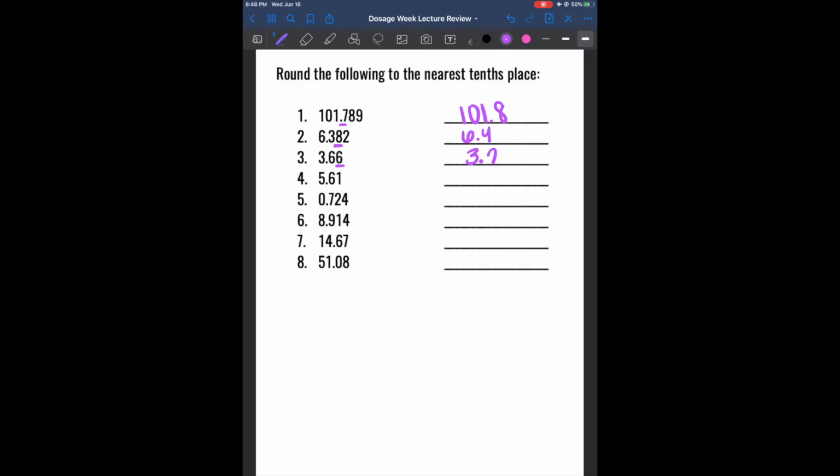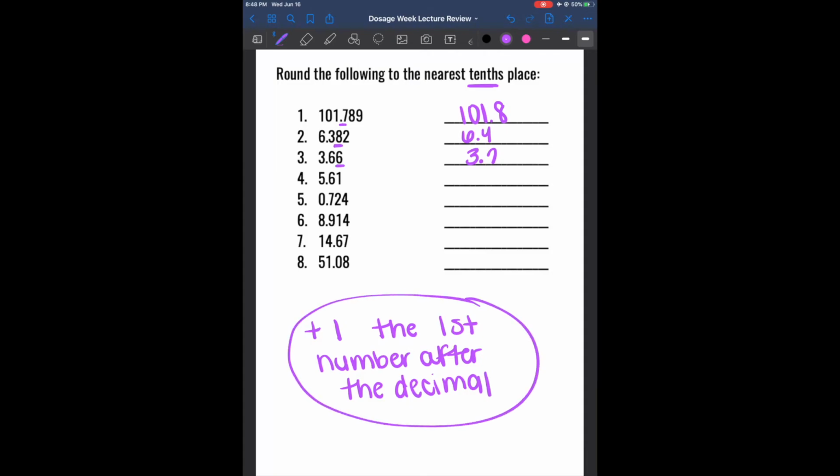And the best way to remember it, if you're kind of confused on what you're adding 1 to, you're adding 1 to your tenths. So you're going to plus 1 the first number after the decimal. So just remember that. When you're rounding to the tenth, you just want to plus 1 to the first number after the decimal if 5 or higher.